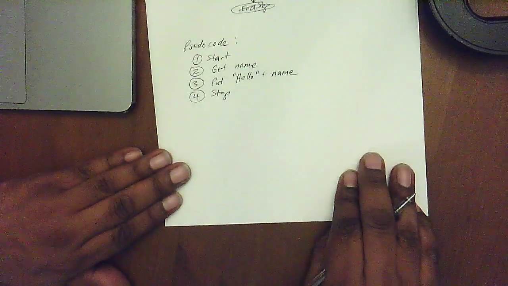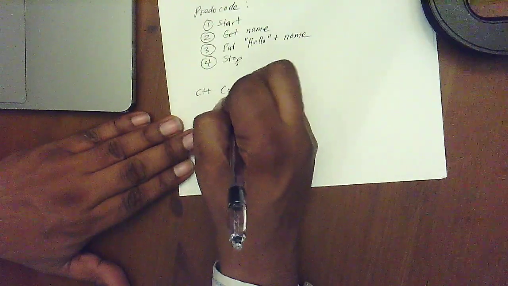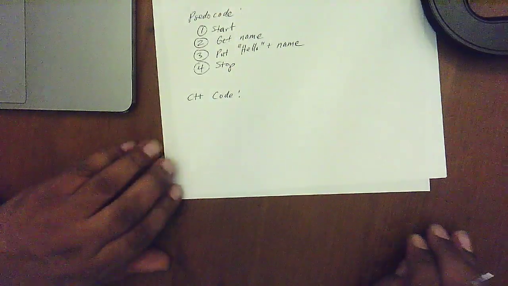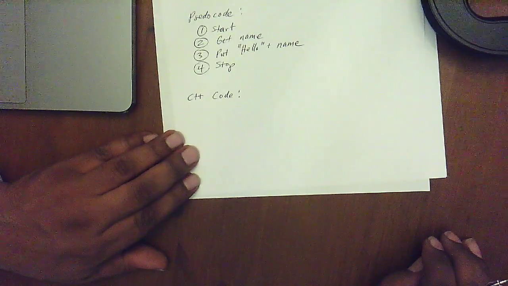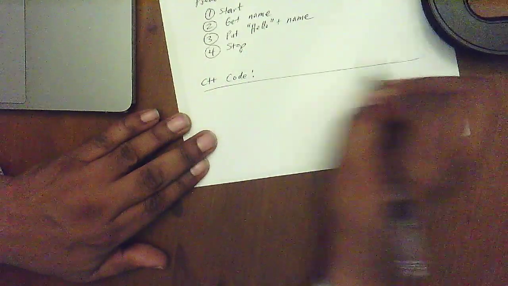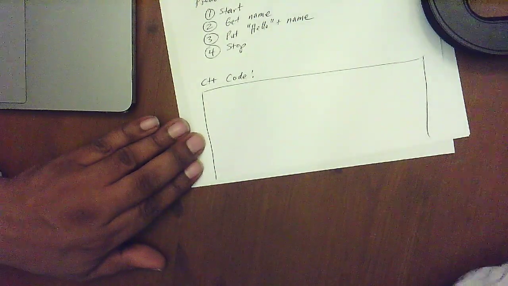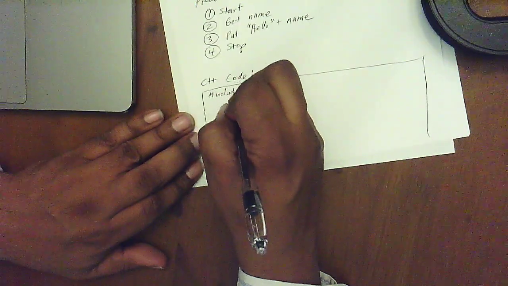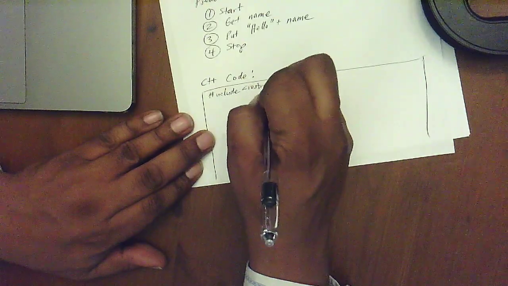Now in code, we're going to say C++ code, because there's plenty of ways to write code. In code, we have to do our beginning and end. I'm going to draw a box. I like to draw boxes for my code, so I know this is actual code. Pound include iostream.